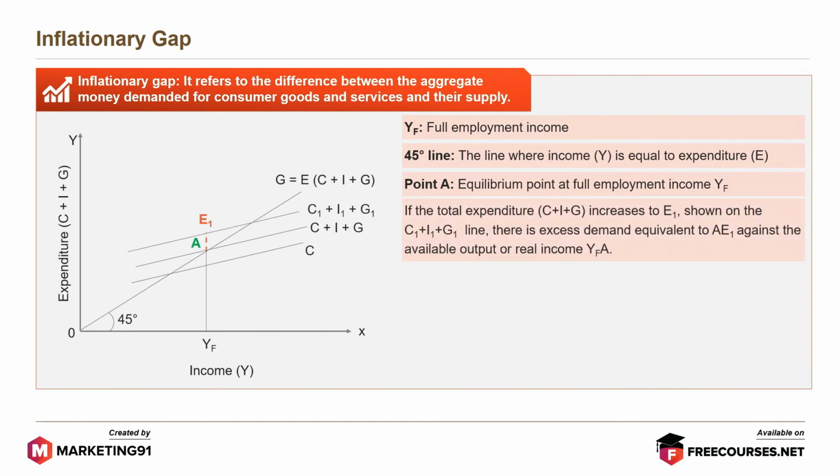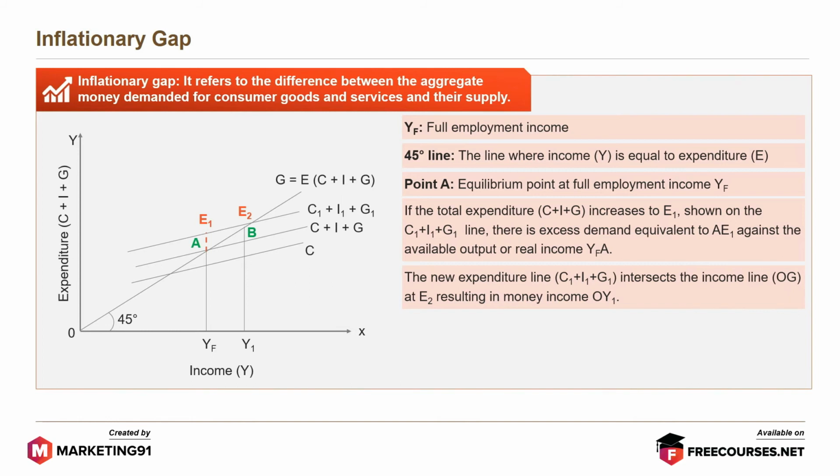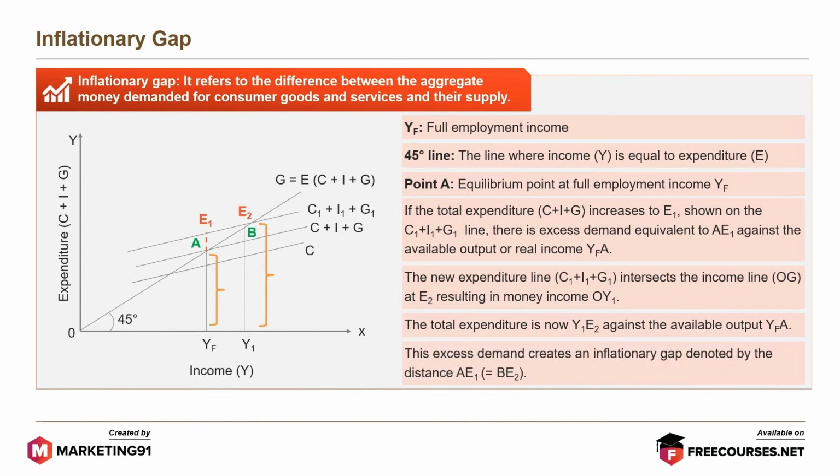If the total expenditure C plus I plus G increases to E1 shown on the C1 plus I1 plus G1 line, there is excess demand equivalent to AE1 against the available output or real income YFA. The new expenditure line C1 plus I1 plus G1 intersects the income line OG at E2, resulting in money income OY1. The total expenditure is now Y1E2 against the available output YFA. This excess demand creates an inflationary gap denoted by the distance AE1 equals BE2.